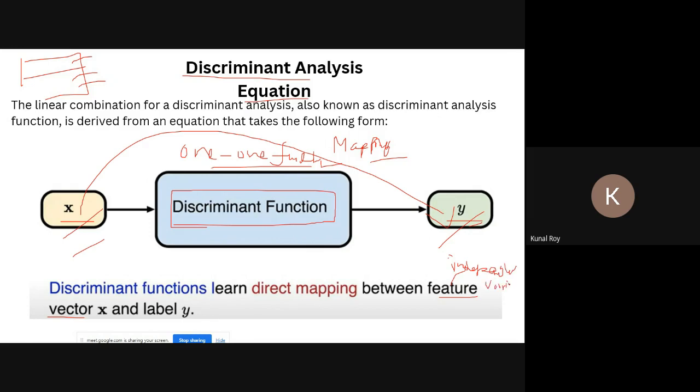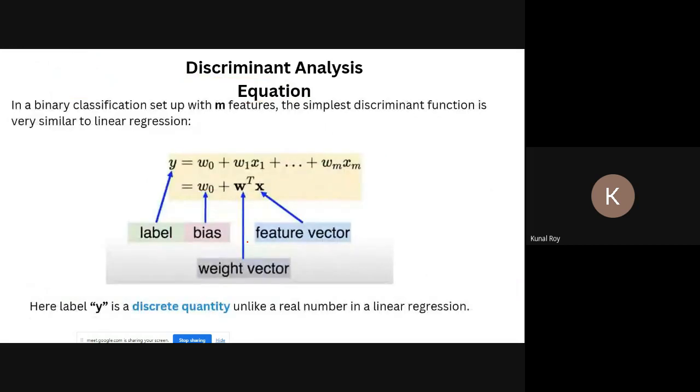Feature vector is the same thing as an independent variable, and y is acting like a dependent variable. In the mathematical approach, we can say x is a feature vector and y is a label. So how can we do this? We can form this using a binary classification. Now what do we mean by a binary classification? We have to make sure regarding this.